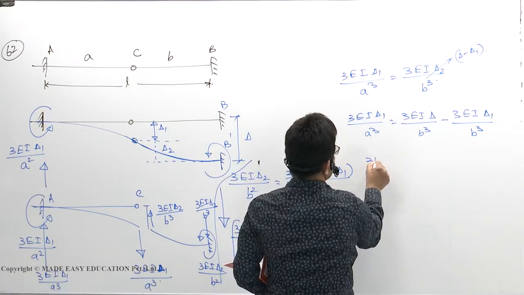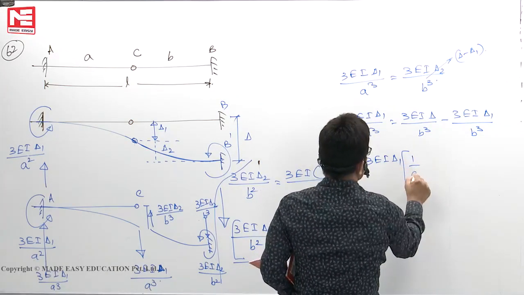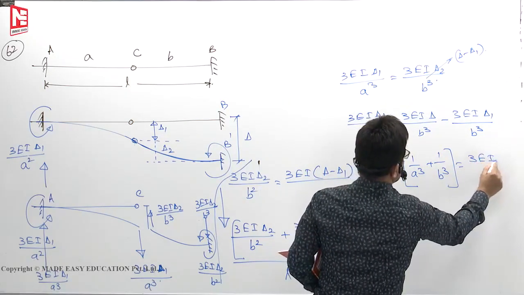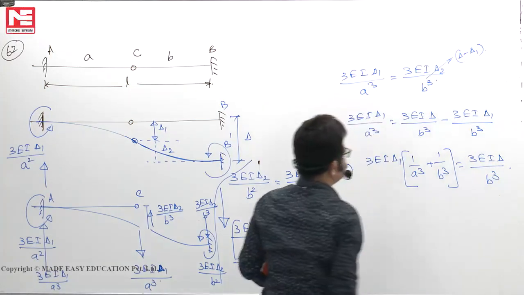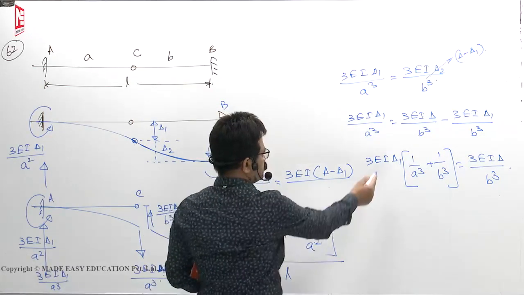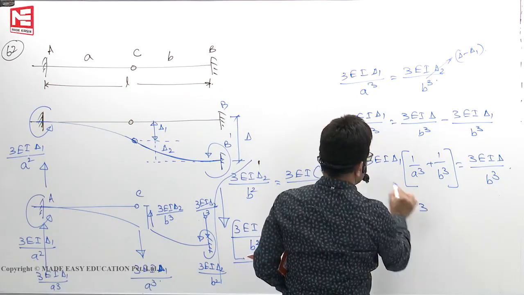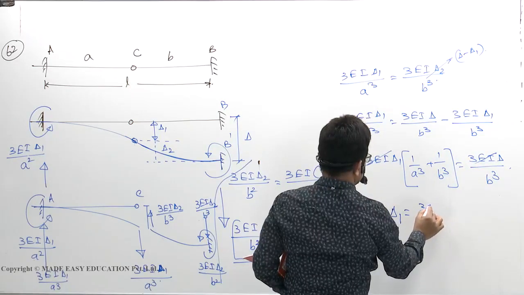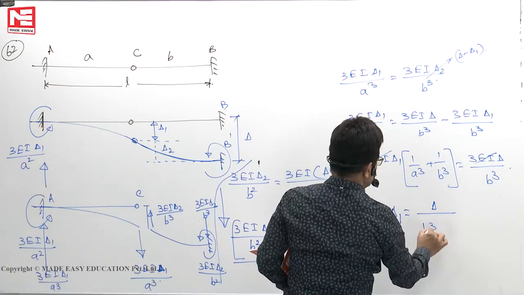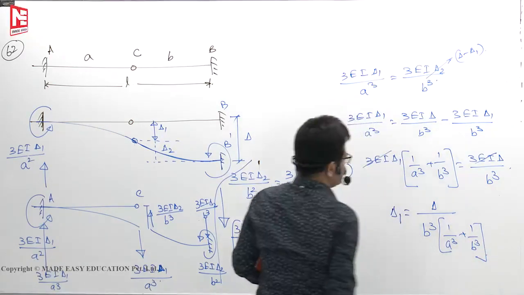So 3EIδ1 into (1 by A cube plus 1 by B cube) is equal to 3EIδ by B cube. So δ1 we can write in terms of this. 3EI cancels out. So δ1 is equal to δ by B cube into 1 by (A cube plus B cube). This is δ1.